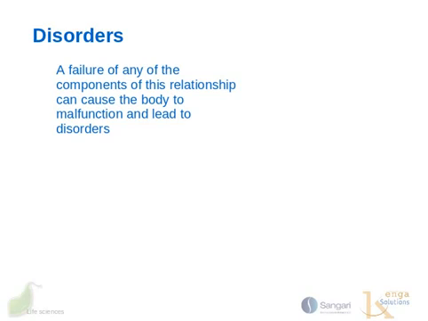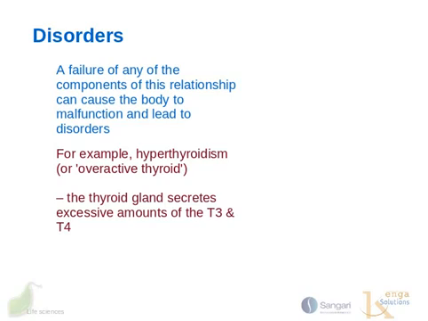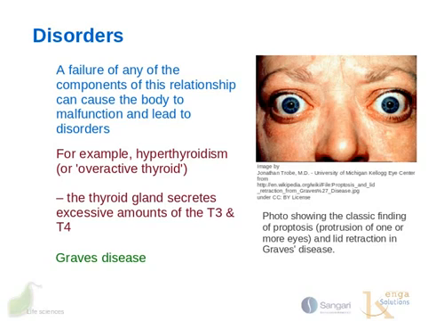Let's look at disorders. A failure of any of the components of this relationship can cause the body to malfunction and lead to disorders. For example, hyperthyroidism, or overactive thyroid, happens when the thyroid gland produces and secretes excessive amounts of free thyroid hormones, T3 and T4. One example of hyperthyroidism is Graves' disease. Patients suffer from a number of physical and psychological symptoms, and sometimes they're quite severe. One visible manifestation often seen with Graves' disease is the classic protrusion of the eyes, or proptosis.